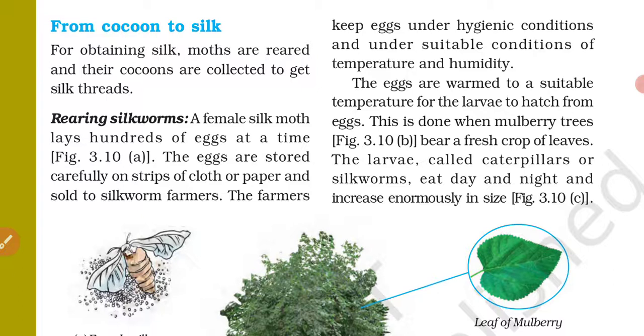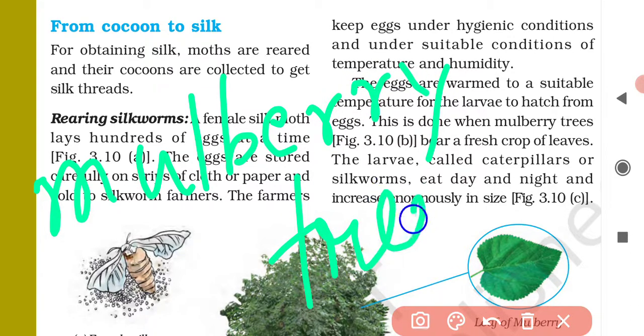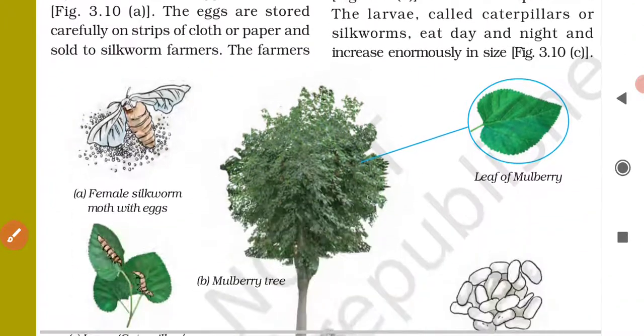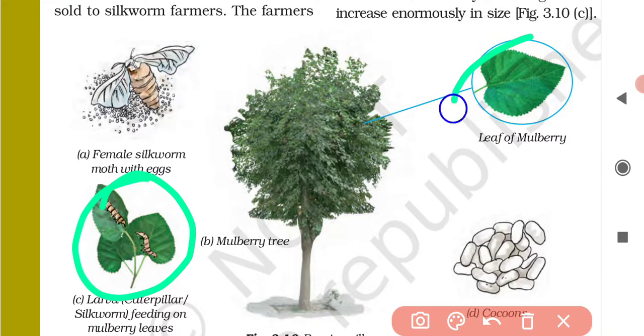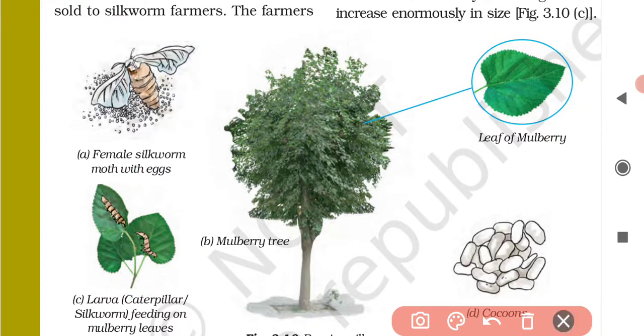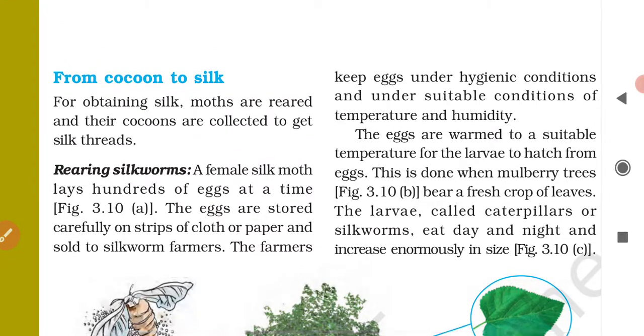Let's begin. In order to obtain silk, mulberry trees, remember, mulberry. Here is a picture of mulberry trees, and this is the leaf of the mulberry. So in order to obtain silk, mulberry trees are cultivated, where silkworms are reared and their cocoons collected to get silk fibers.